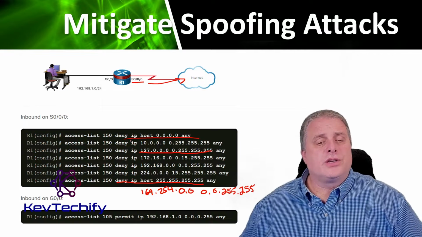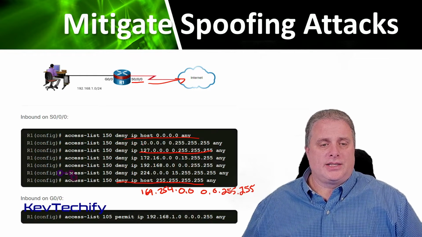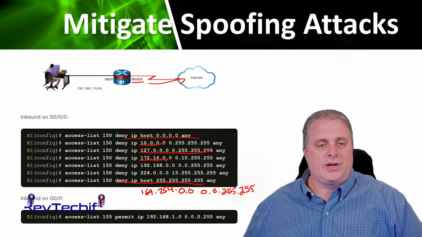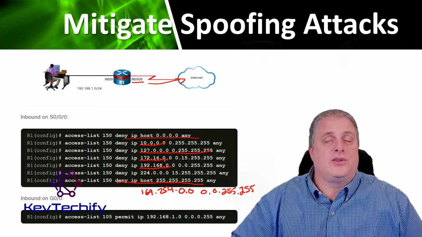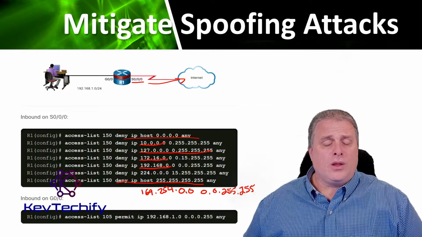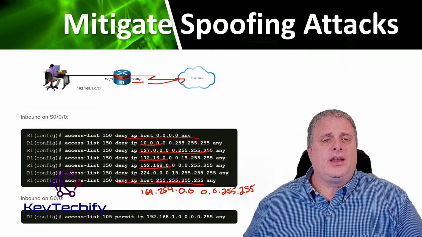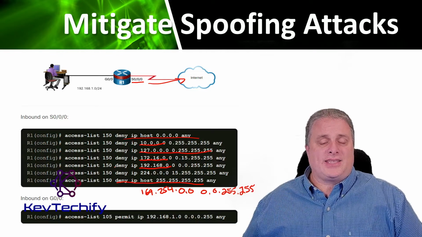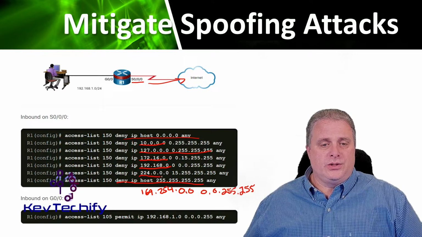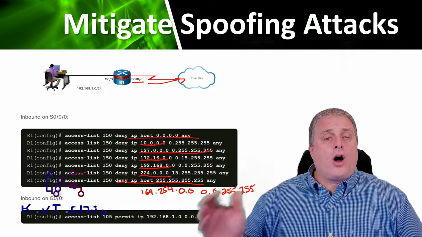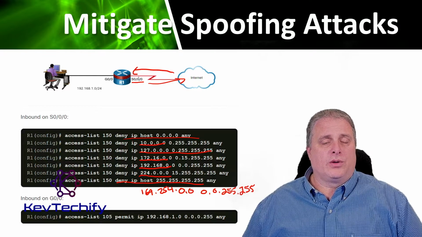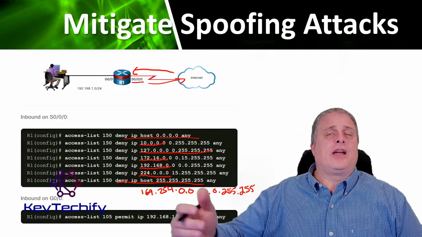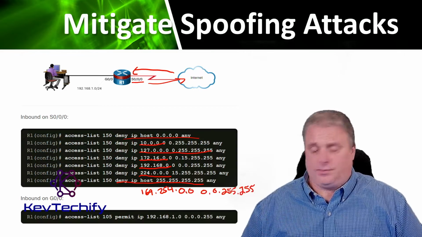Also, any of the reserved private IP addresses. That's the 10 dot addresses, the 172.16 addresses, the 192.168 addresses. Also, you should not let in any of the IP multicast addresses. That's the 224 addresses. All of those should be denied coming into your network. Those should never be out on the internet. Those should never be allowed into your network.